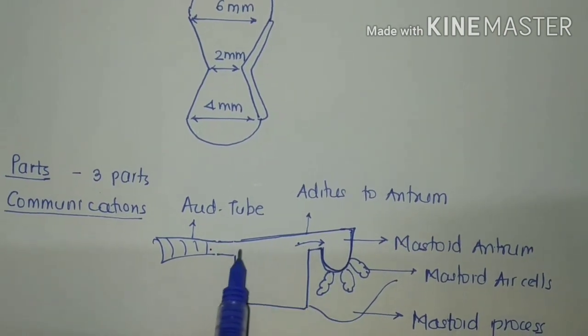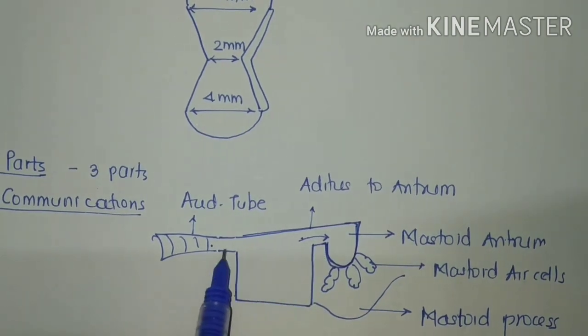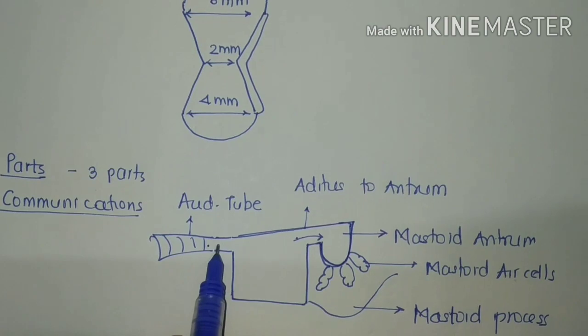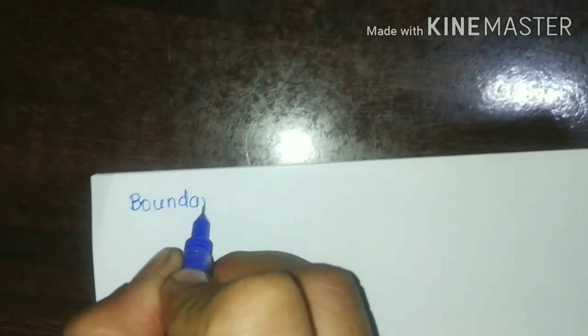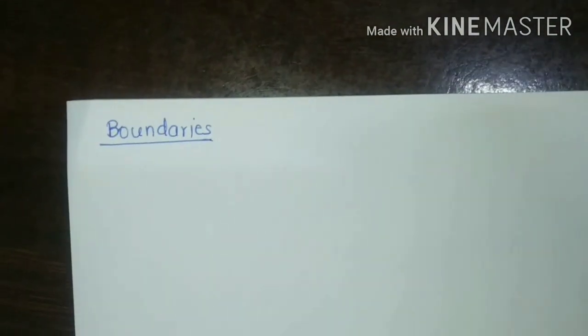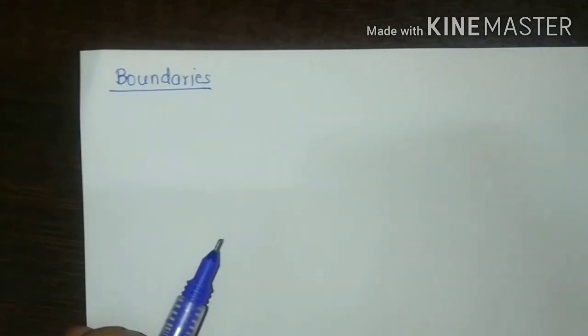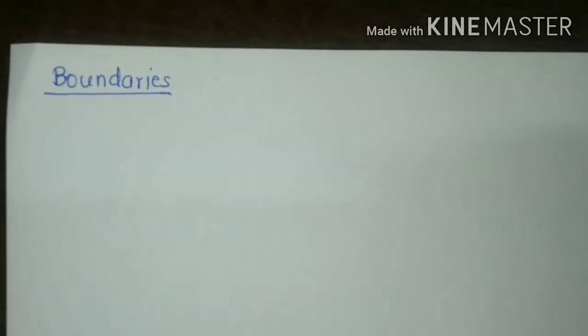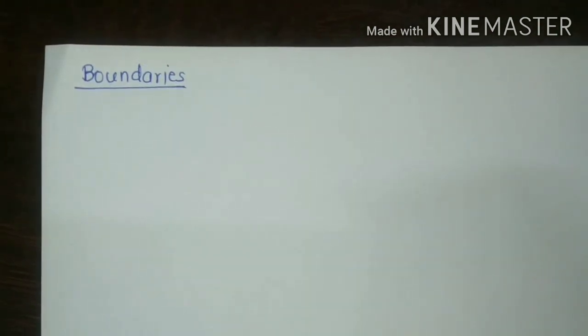If you go from posterior to anterior side in the sloping course, this is aditus to antrum, epitympanic recess and the auditory tube. Now coming to the very important heading, that are the boundaries of middle ear cavity. So we have already seen that middle ear has roof, floor, anterior wall, posterior wall, medial wall and lateral wall. So we will go to all the boundaries one by one.